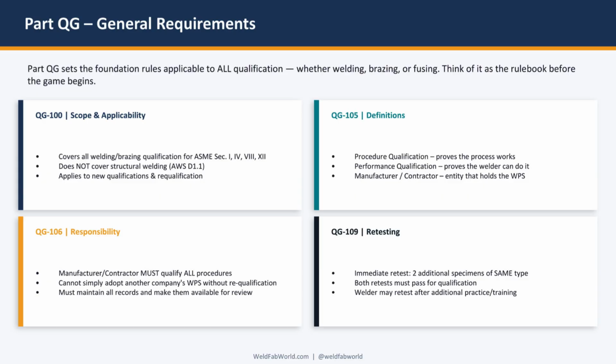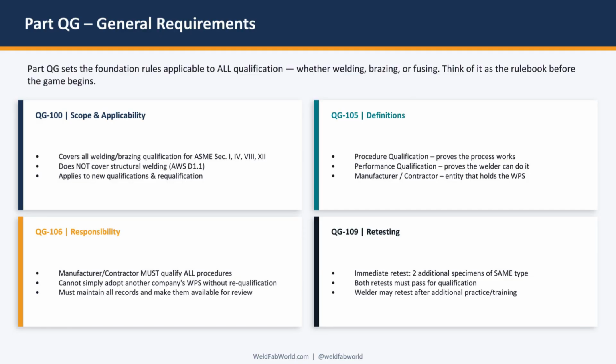QG-106, Responsibility. This is a big one. The manufacturer must qualify all procedures themselves. Company A cannot adopt Company B's WPS and say, "They already qualified this, so we're good." Nope. They must qualify it themselves, their own test, their own PQR, their own records. There is one partial exception for welder performance records from a previous employer, but procedure qualification, never.